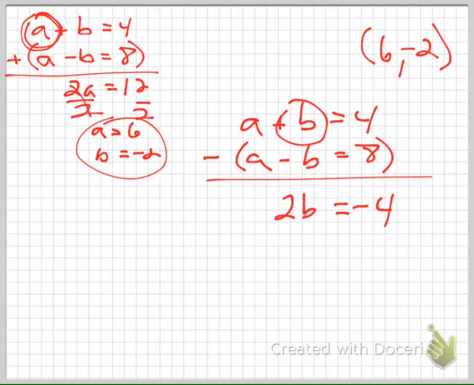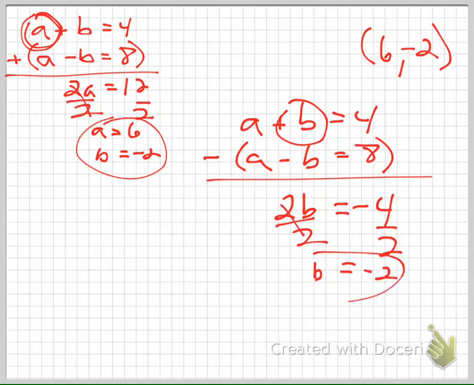A minus A is 0. 2B. So divide by 2. B equals negative 2. Go back up and plug it in. If B is negative 2, what plus negative 2 equals 4? 6. We're still here. Does that make sense? Does not matter whether you add or subtract in this situation. Right?